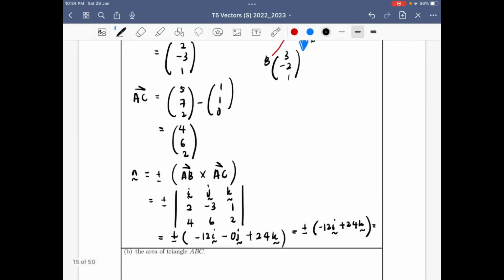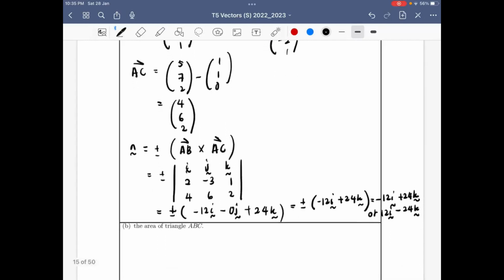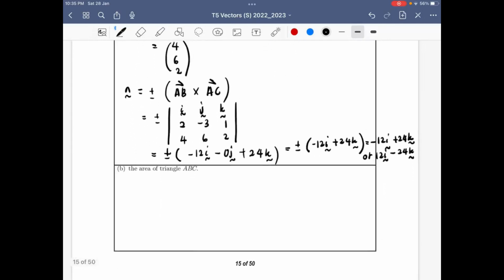So the vector normal to the plane is either negative 12i plus 24k or 12i minus 24k. Okay, those are the two normals to the plane, either the positive part or negative part, either in the same direction of the plane or in opposite direction of the plane.